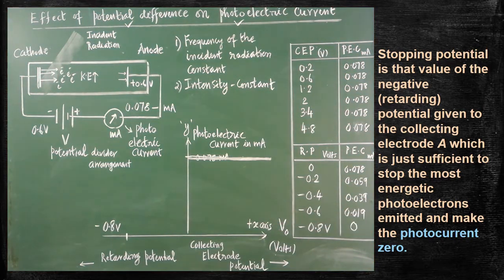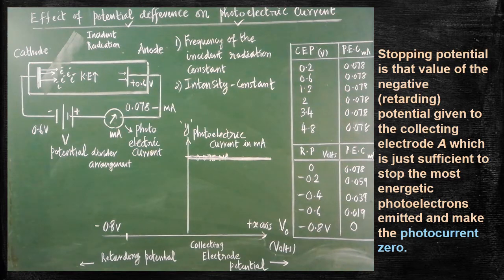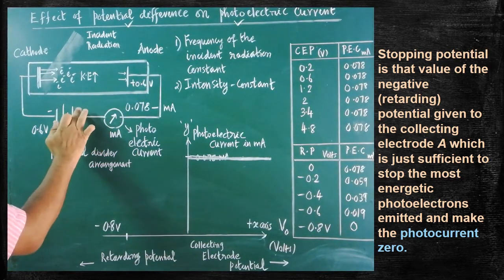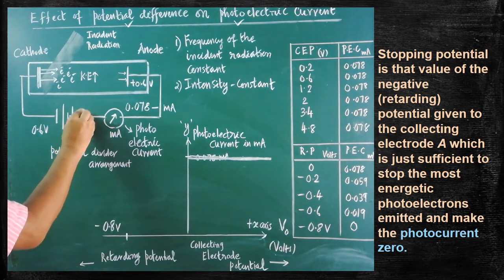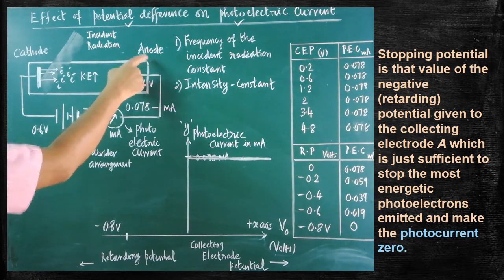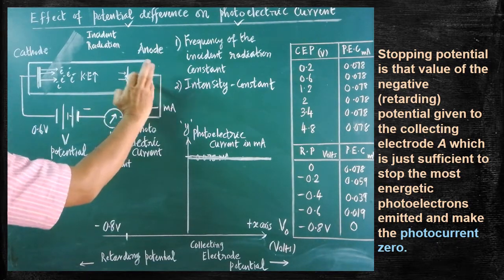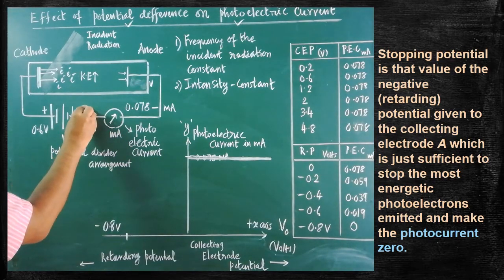Are you clear? Now we are going to see the most important part, the second part. With the help of the potential divider arrangement, I am going to change the polarity. Now negative potential must be given to the anode. Very important. Instead of positive, negative potential must be given to the anode. The cathode becomes positive and the anode becomes negative.